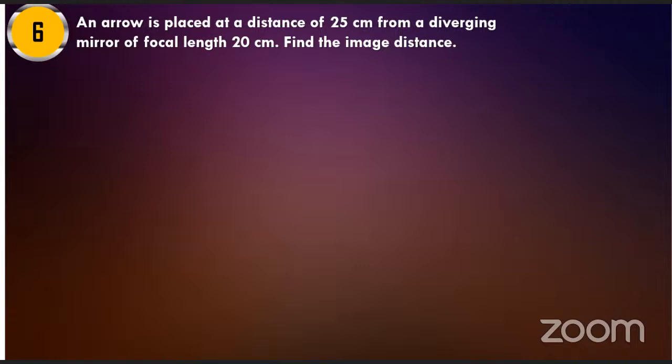Our focal length is 20 centimeters. Find the image distance. So try and say the answer. What is the first step? Identify the mirror, which is given clearly. So use the mirror formula. 1 by F is equal to 1 by V plus 1 by U.